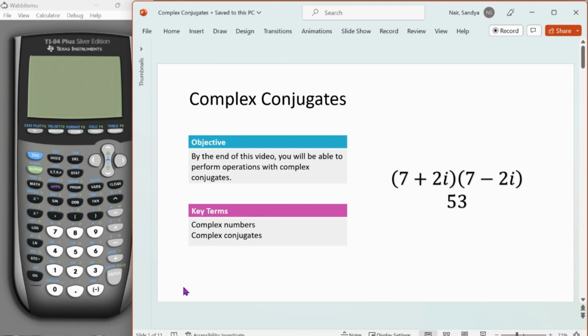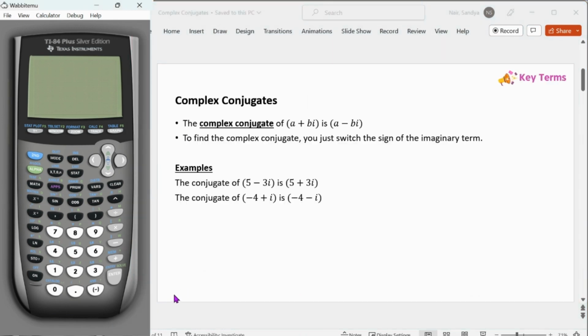In this video, we're going to talk about how to perform operations with complex conjugates. So the complex conjugate of a plus bi is a minus bi. To find the complex conjugate, what you do is you switch the sign of the imaginary term. So for example, the conjugate of 5 minus 3i is 5 plus 3i. The conjugate of negative 4 plus i is negative 4 minus i.